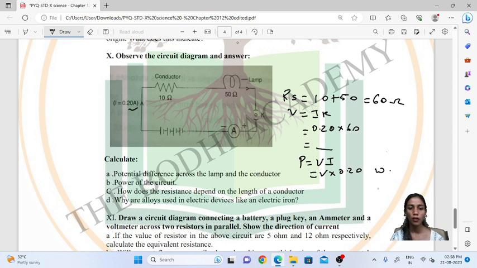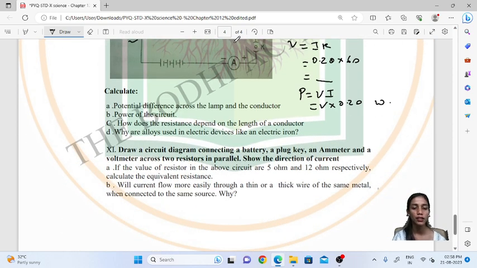Now how does the resistance depend on the length of the conductor? The resistance is directly proportional to the length of the conductor. Why are alloys used in electrical devices like electric iron? You have to mention the application of heat. Electric iron uses the heating effect of electric current. For it to operate, it requires a very high temperature, and for this purpose you need metals which can take up high temperatures, which is done by alloys. So that's the reason alloys are used in making iron.